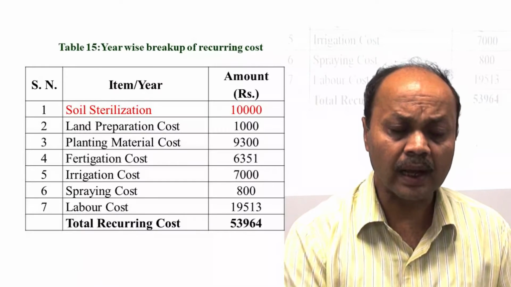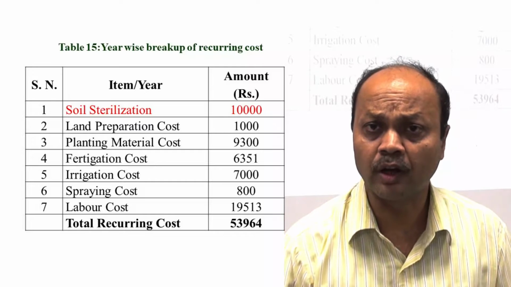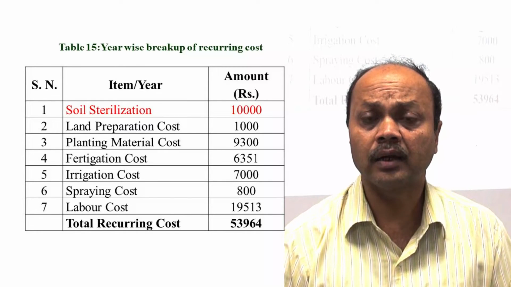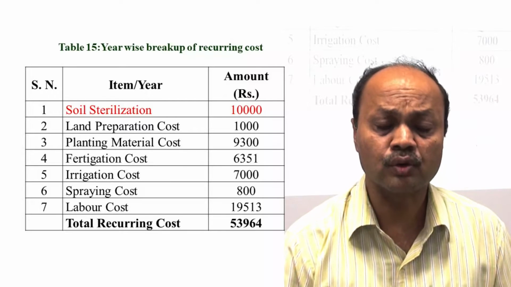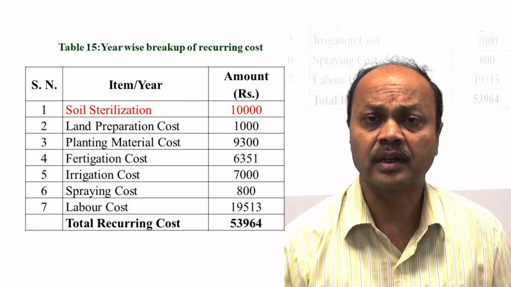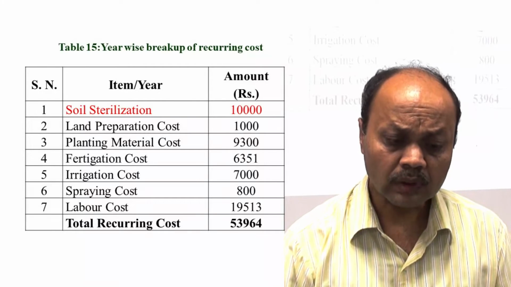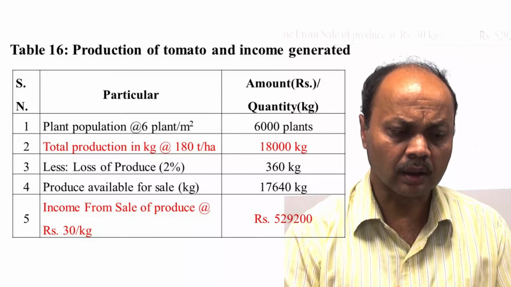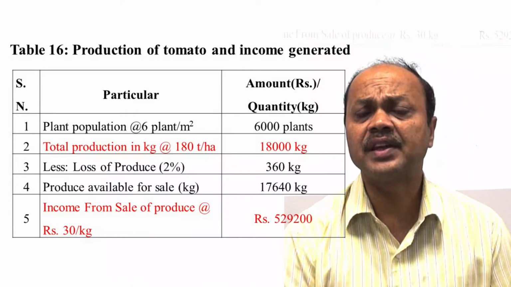Normally you can do the soil sterilization in case of open field also, but in greenhouse, because you are putting a lot of cost and management is totally different than the open field, we normally go for soil sterilization. There are various methods for soil sterilization. For that extra cost we have taken 10,000 rupees, and the number of plants in all cases we have taken 6 plants per square meter.